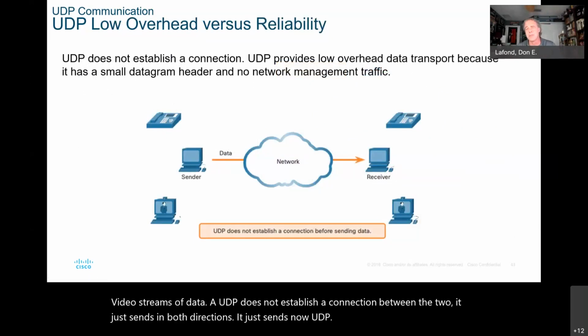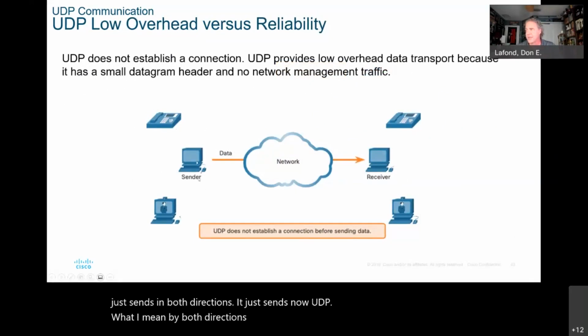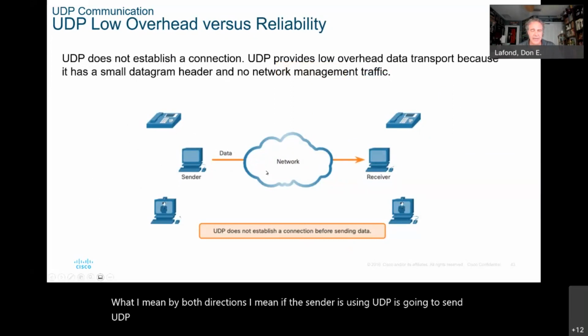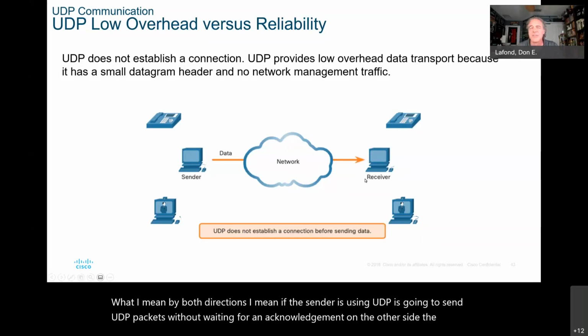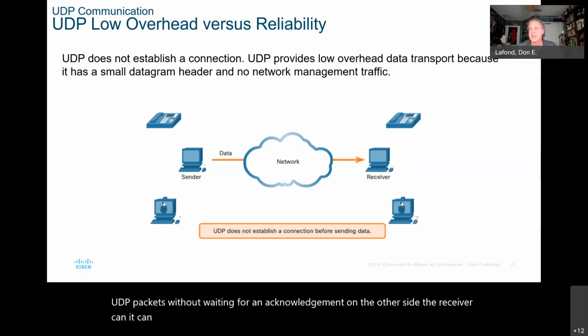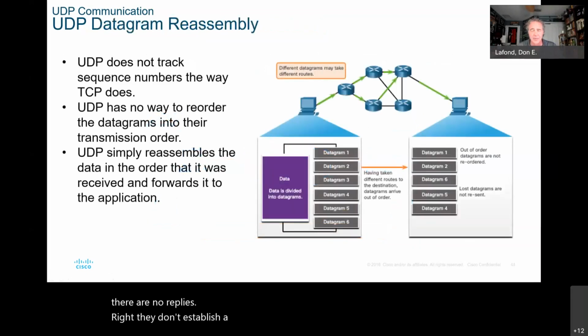What I mean by both directions is, if the sender is using UDP, it's going to send UDP packets without waiting for an acknowledgement. On the other side, the receiver can send without waiting for acknowledgments. But with UDP, there are no replies, right? They don't establish a connection, like FM radio, remember?